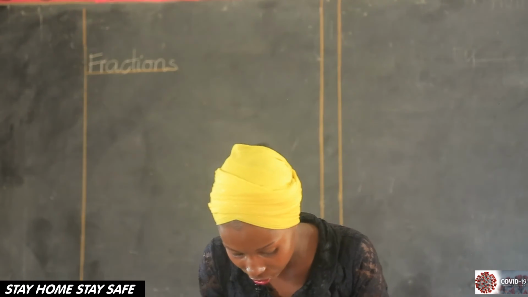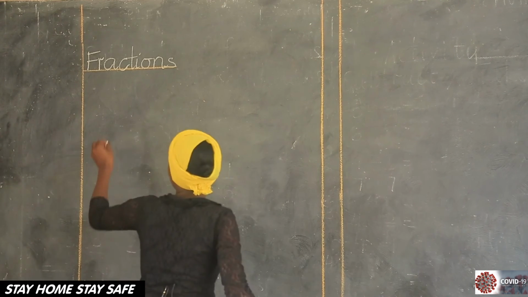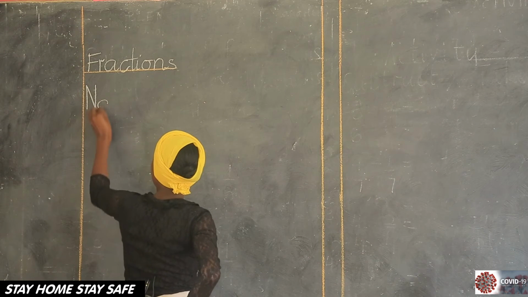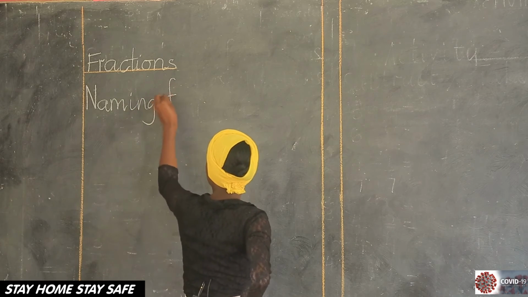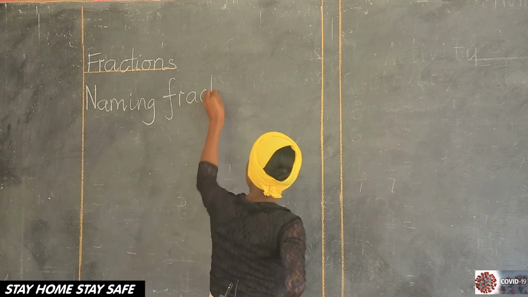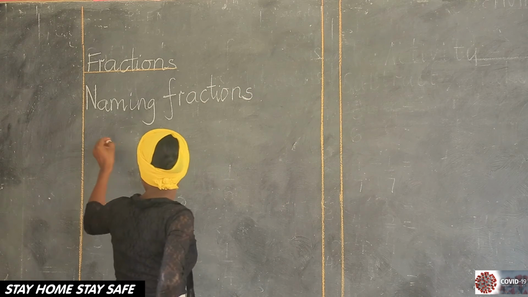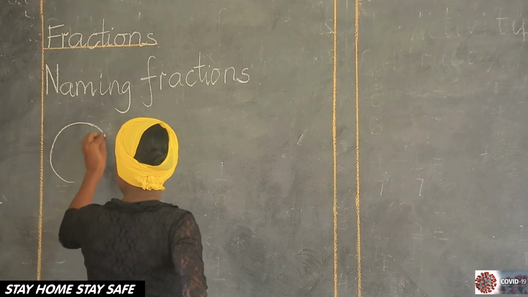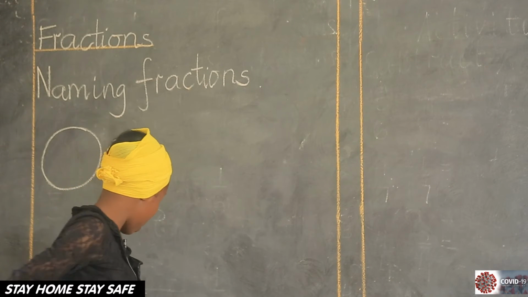Well, I want us to see if I draw this on the chalkboard. Let's see how we can name fractions, finding and identifying the part that has been shaded. This is my shape. It could be an orange, could be anything.